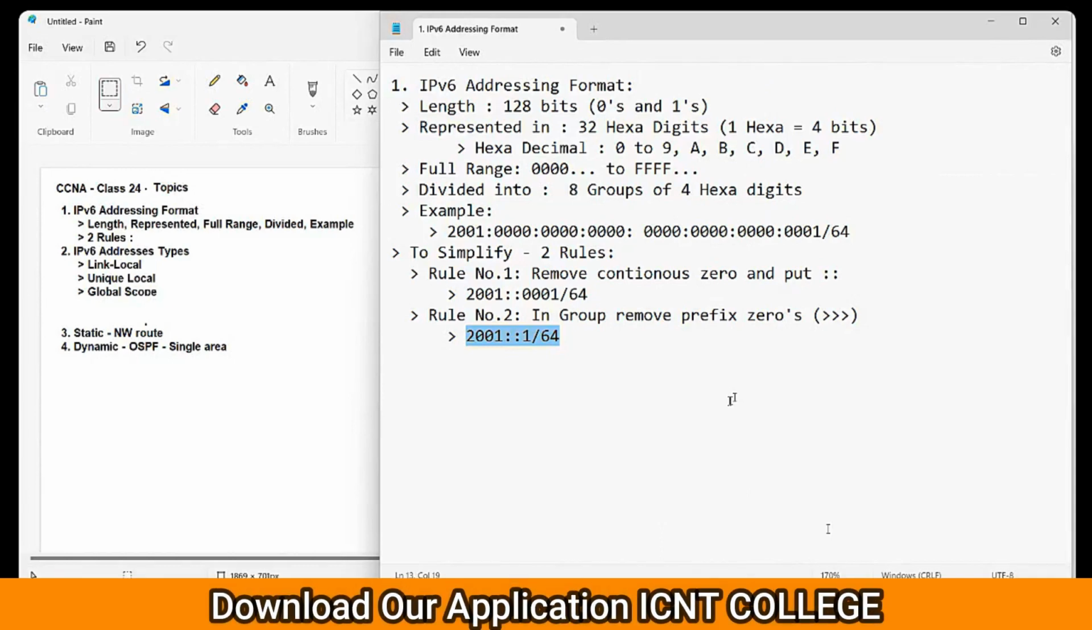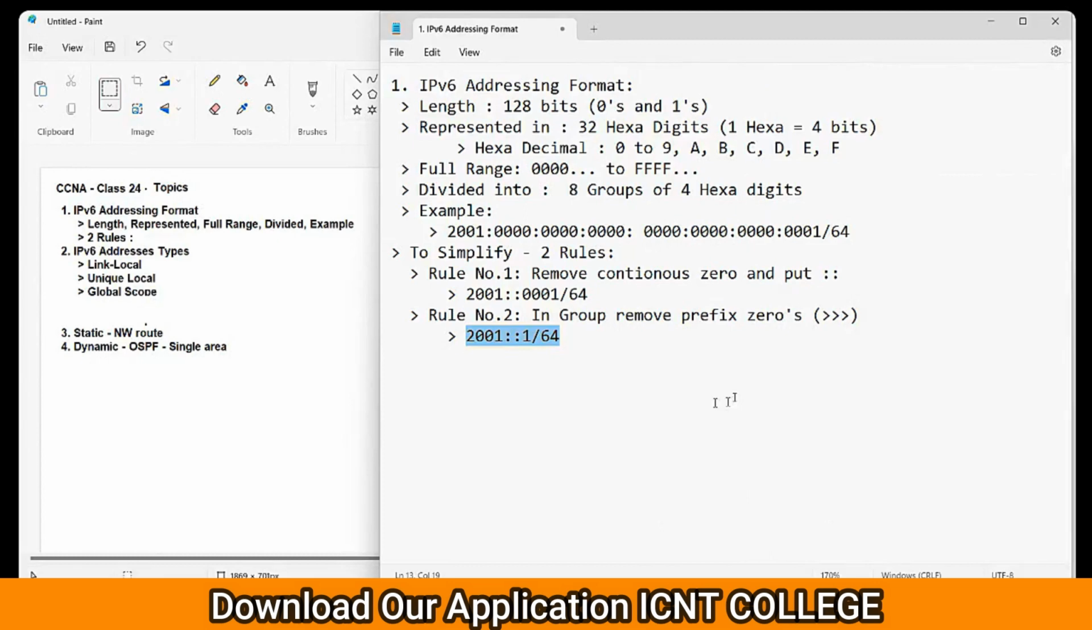Understand? Then how are these 32 digits represented? How are they divided? In 8 groups. To simplify it, since it is very big, we follow 2 rules. What does rule number 1 say? Remove continuous zeros and put a double colon. Rule number 2 says remove the prefix zeros within a group.